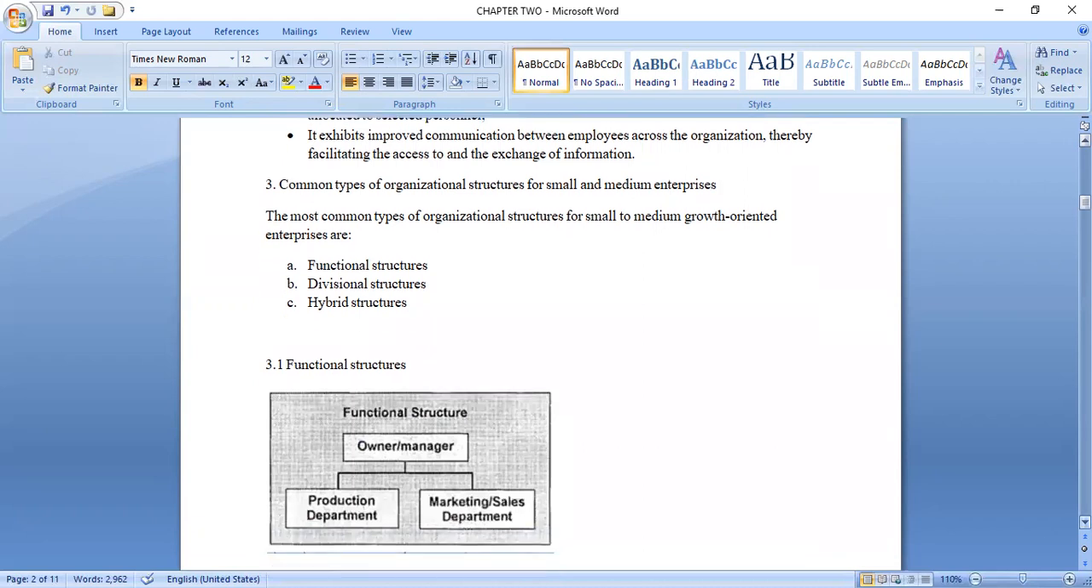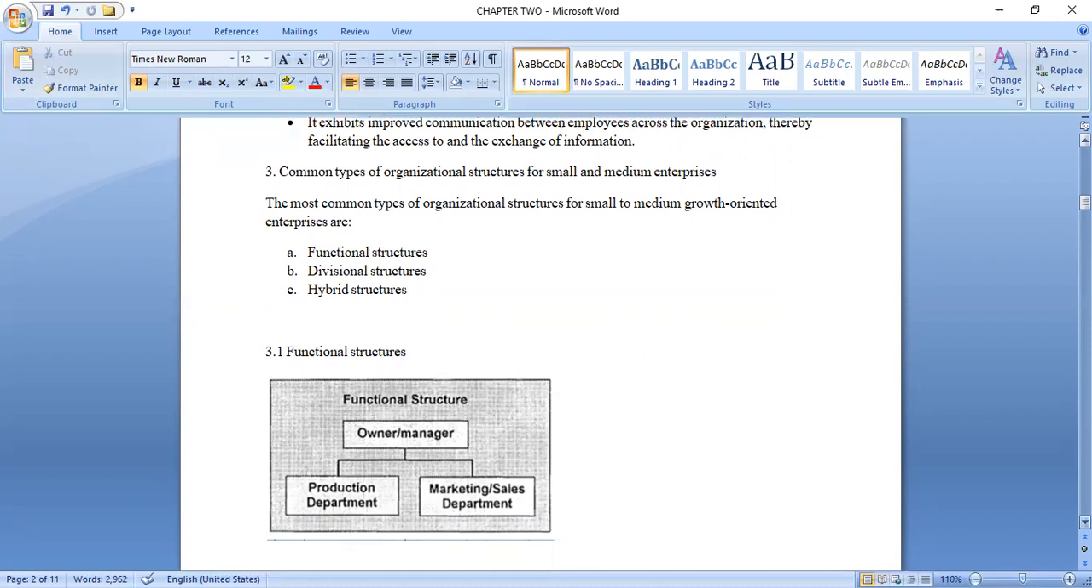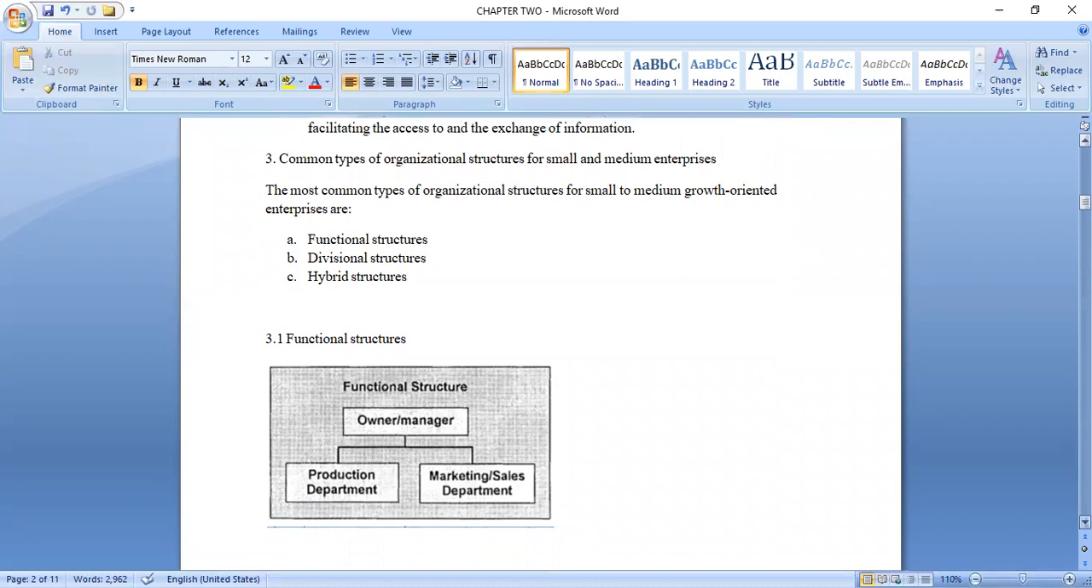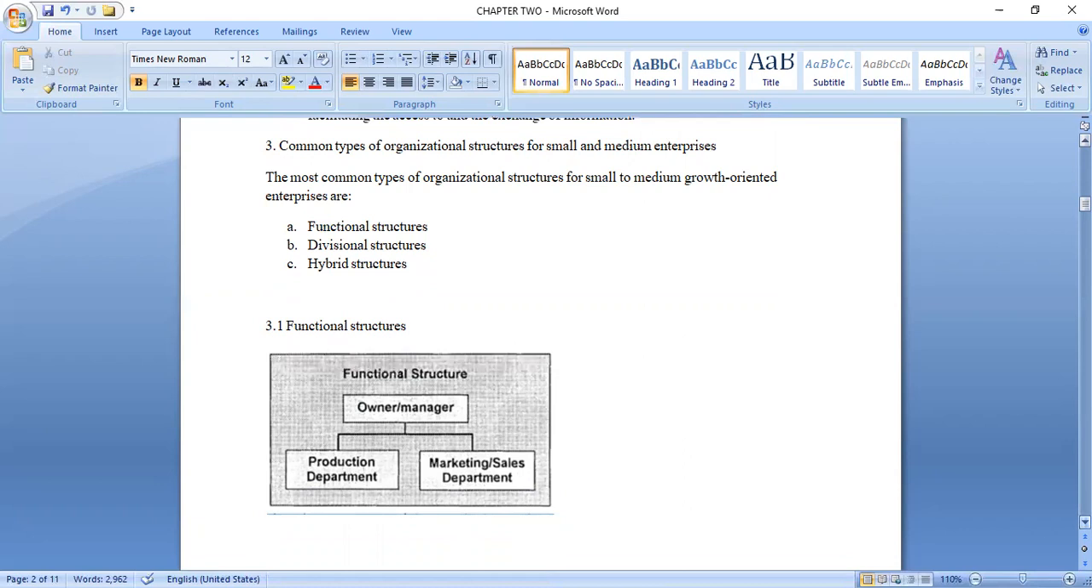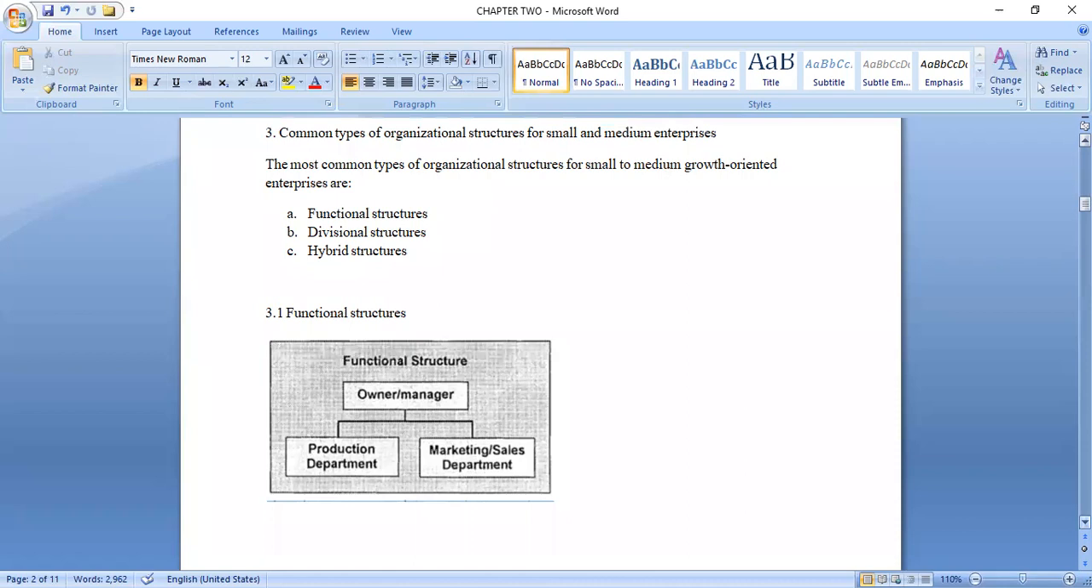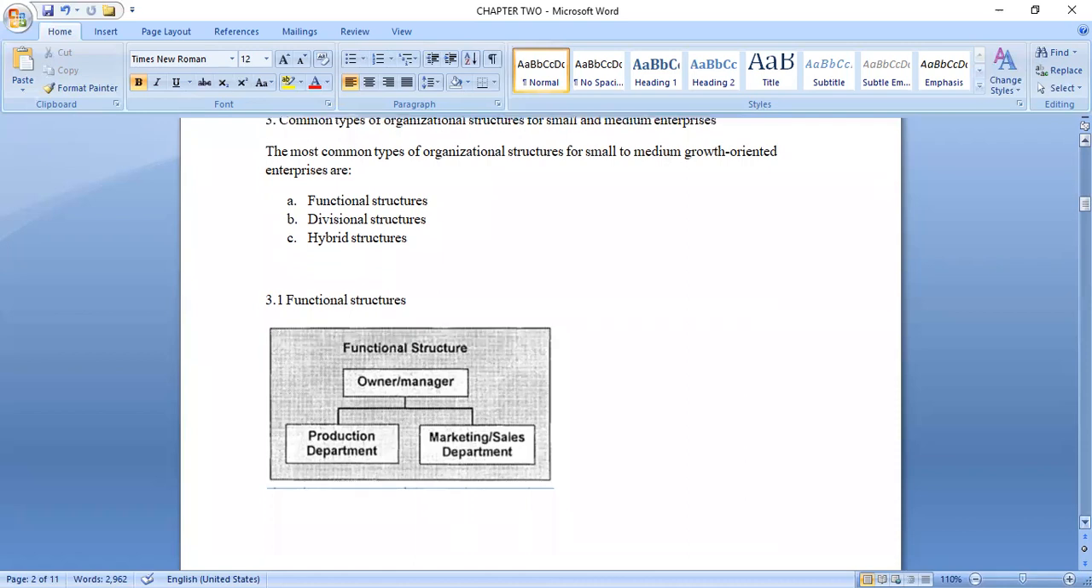companies, right? So we basically have three common types of organization structures. For small and medium enterprises, we have the functional structures, the divisional structures, and the hybrid structures. Hybrid means a combination, yeah? So hybrid is going to combine both the functional structures and divisional structures. So let us look at functional structures.